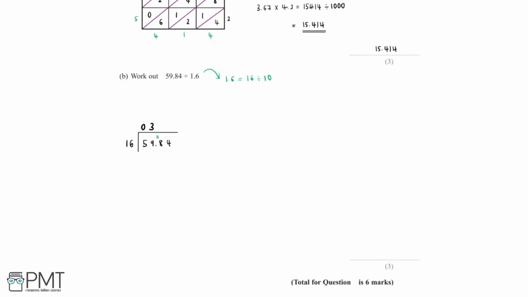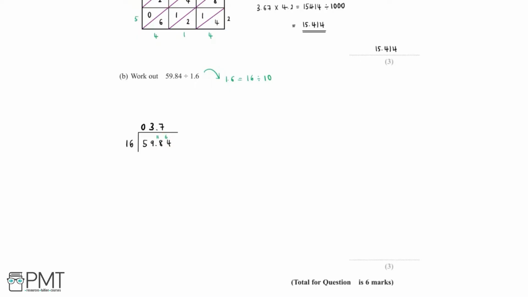Now the 11 above the 8 turns this number into 118, and we need to find out how many 16s go into 118. We know that 7 16s go into 118, and don't forget the decimal points. 16 multiplied by 7 is 112, and so the difference between 118 and 112 is equal to 6, which we've written above the 4, and so this number now becomes 64.